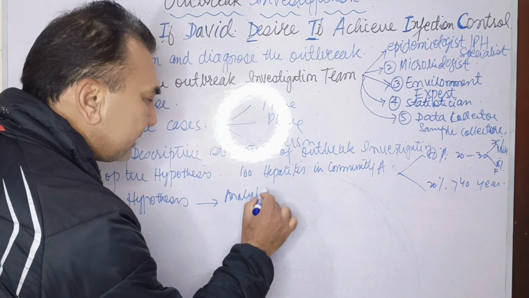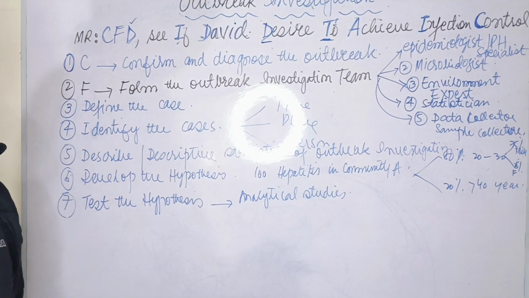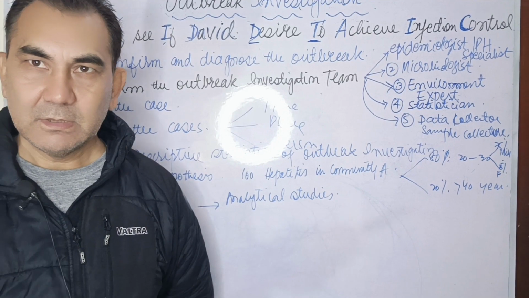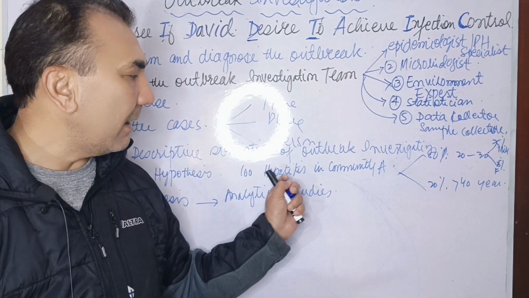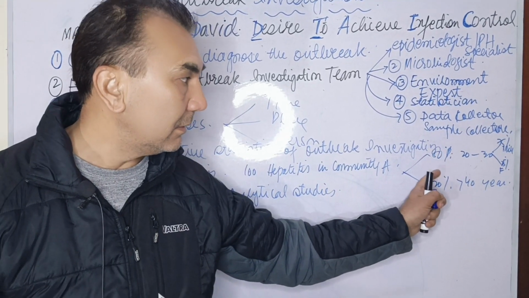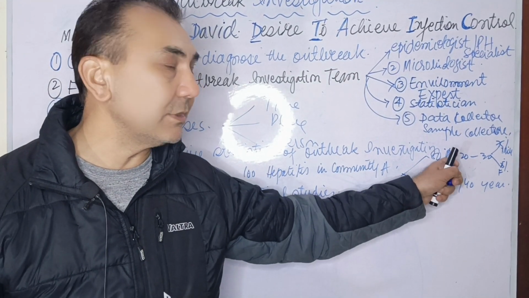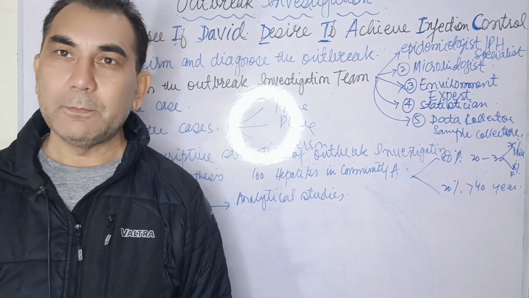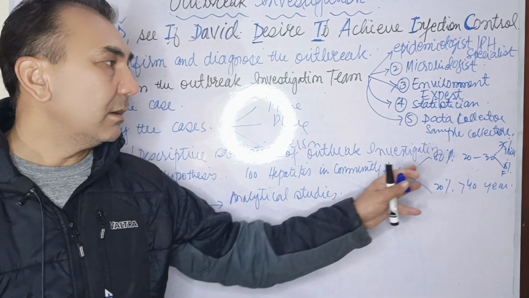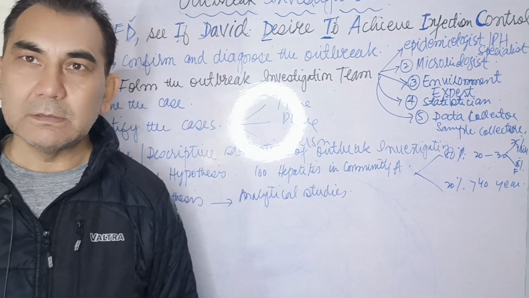go for analytical studies. You will conduct analytical studies, and through them you will prove your hypothesis. What is the correlation between the hepatitis A that has happened in the particular community A, why has it affected 80% young population as compared to the elder population? And what is the correlation of hepatitis A in the young population, affecting males as compared to females?